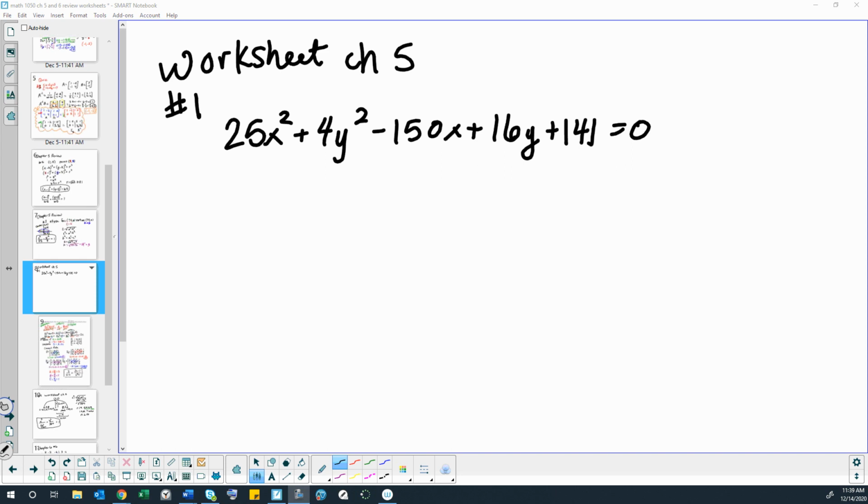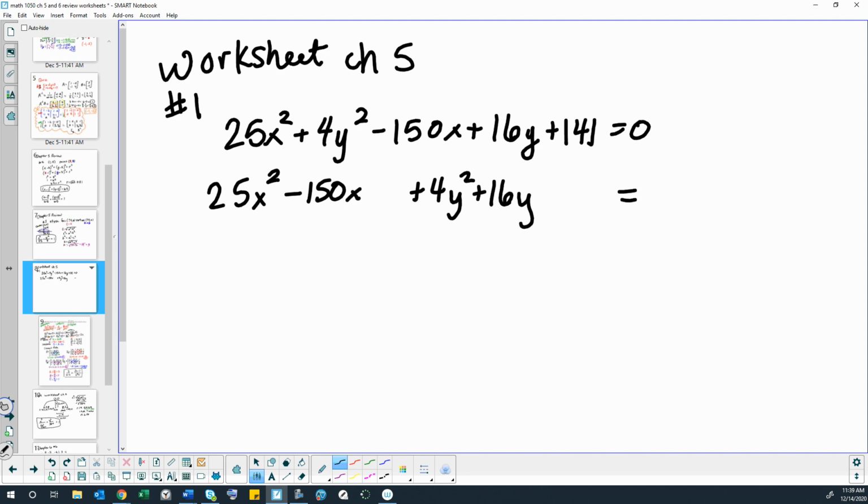So the first thing we need to do is put our variables together that are the same. So for example, we want our x variables together. I don't need a space for that yet. 4y squared plus 16y. And then usually it's good to move the constant to the other side. Okay, the next thing is you don't want to complete the square with values on your x squared, y squared terms of anything but 1. So you have to factor out any numbers that are there.